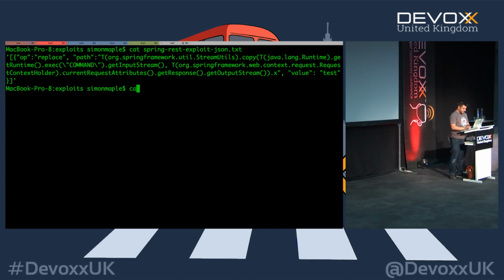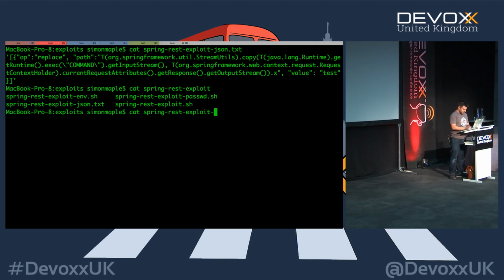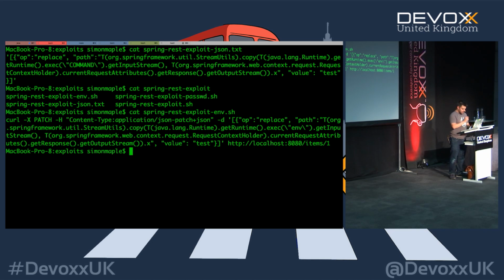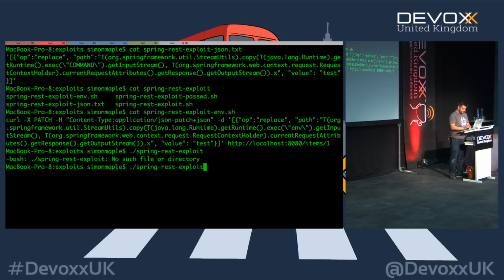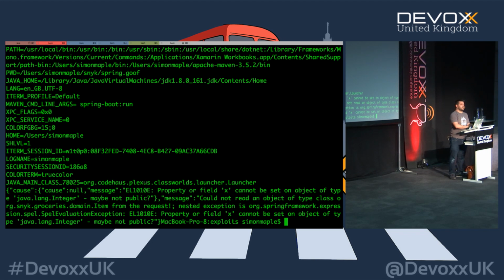Let's do env. If I cat that, you can see what we're actually doing is we're adding it in here after the content type. And we are, at this point, passing in exec of env. So we're going to grab the environment variables, which is going to effectively grab it straight from my machine. So if I was to execute that, there we go. So that's going through.